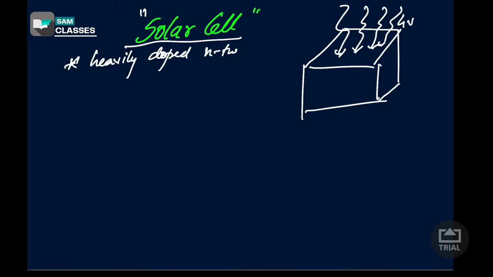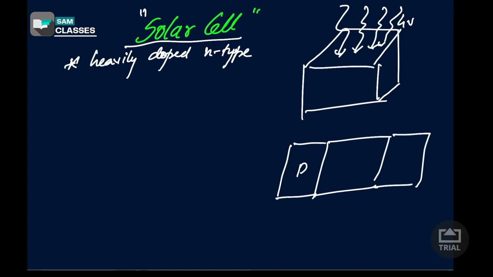Heavily doped N type. These few things, whichever is important, I am giving it. Okay. You can understand like this. P here, depletion region, a big one, and N here.